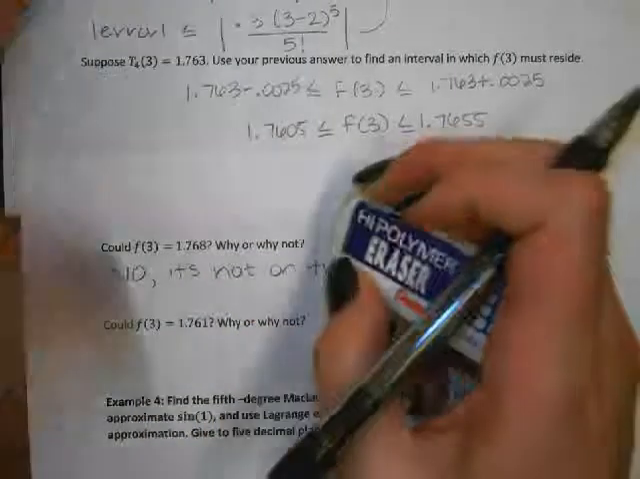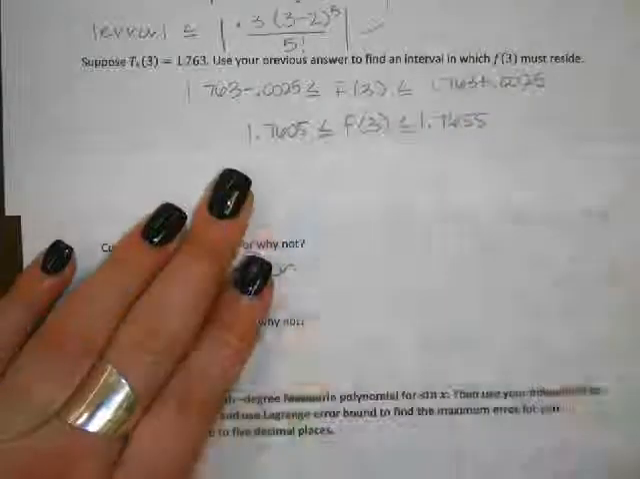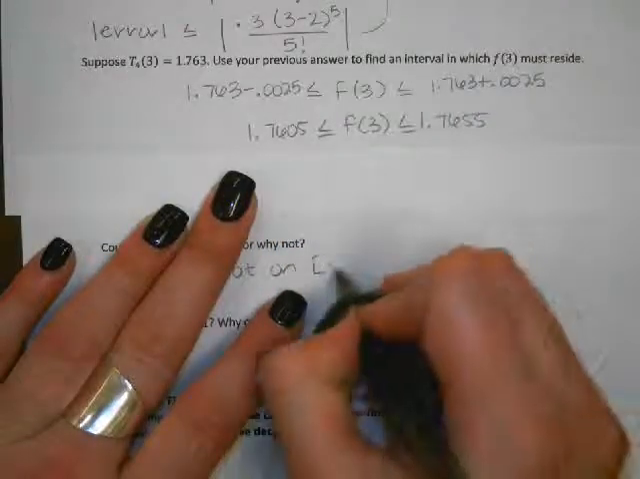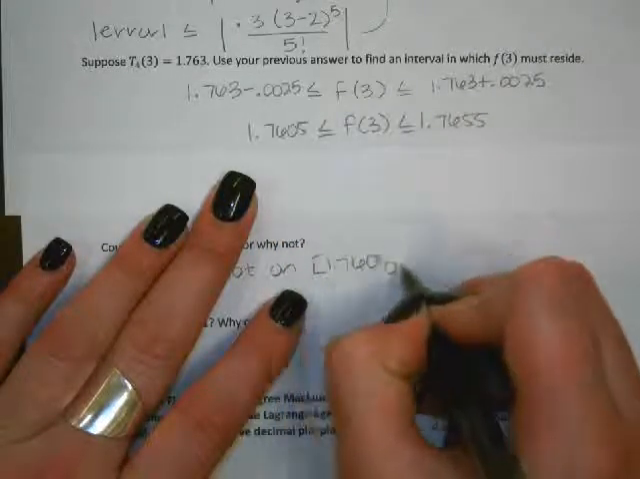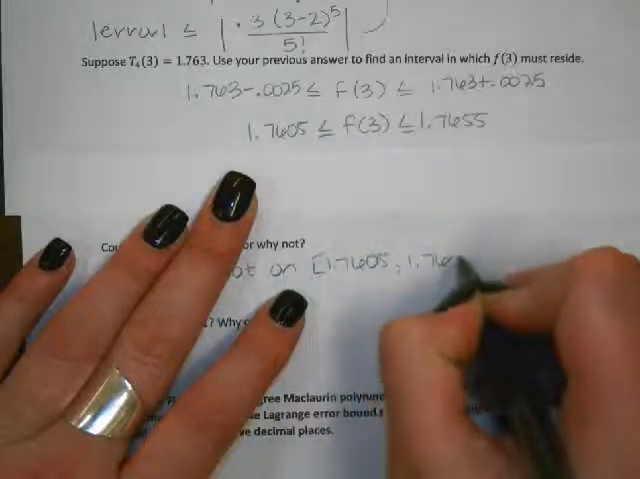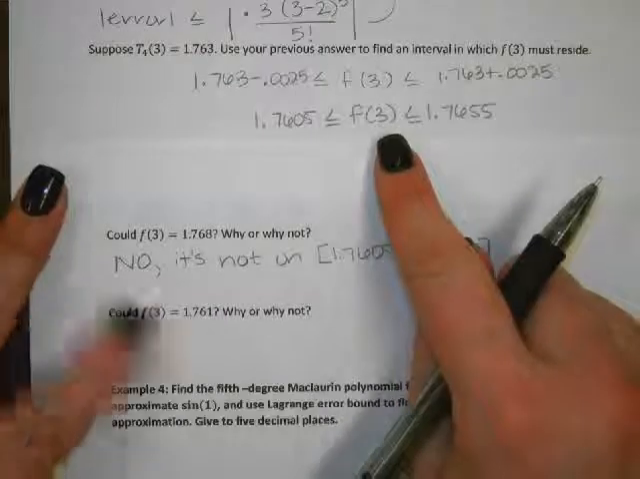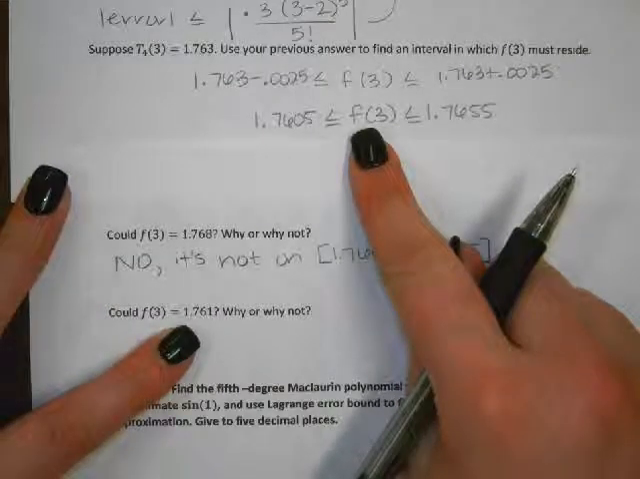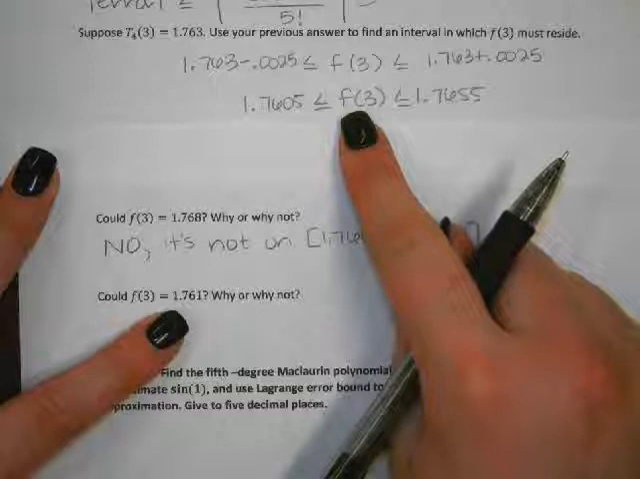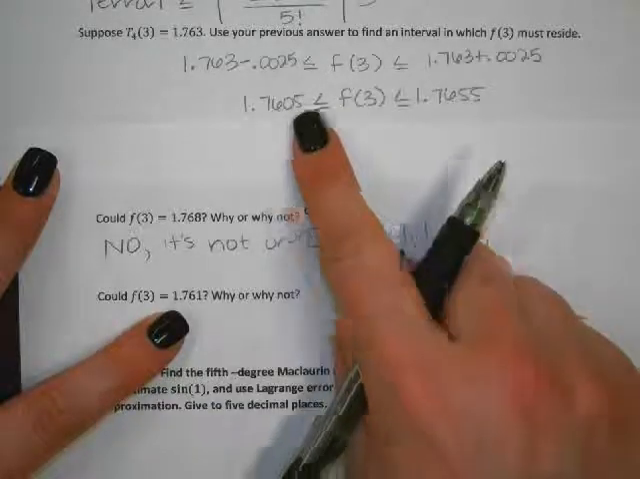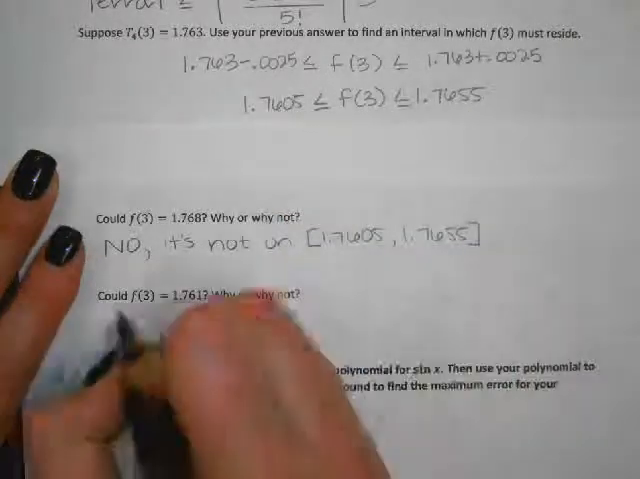And actually, let's be more specific. I'm just going to say it's not on 1.7605. Okay, and then could 1.761 be the actual value? And the answer to this is yes, because if you look, 1.761 is in between those.